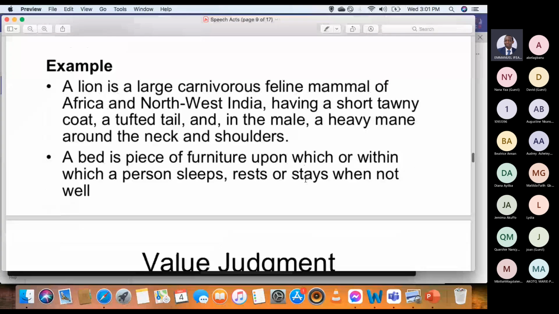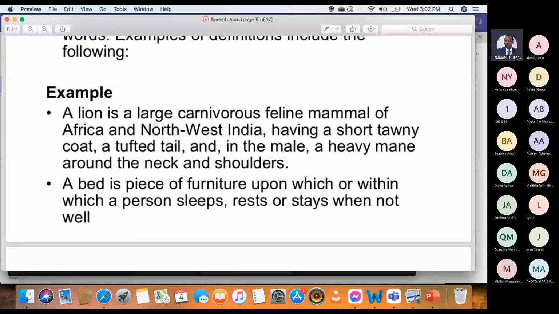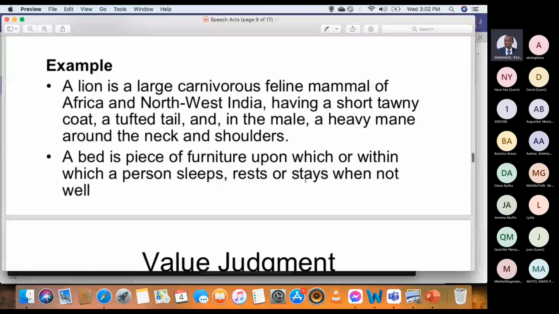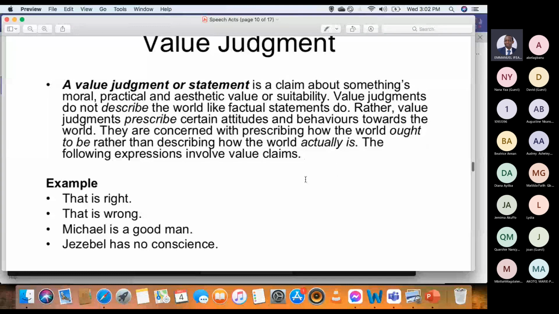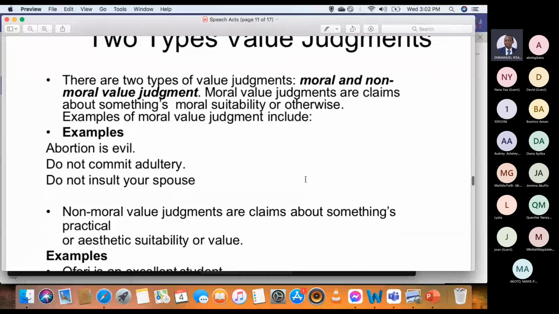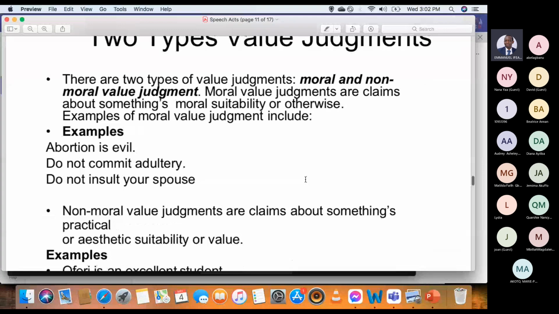In a follow-up class, which is the second class of the semester, we saw different kinds of definitions. But here we just introduced it. Then we saw value judgments, utterances we make to convey our preferences and values. And we saw that there are both moral and non-moral value judgments.